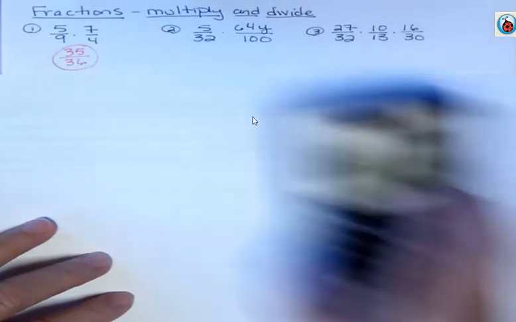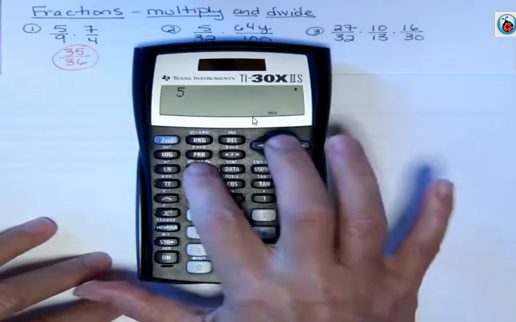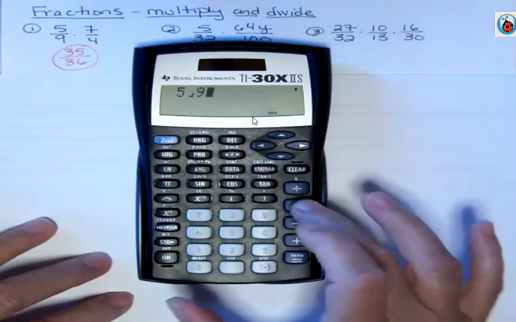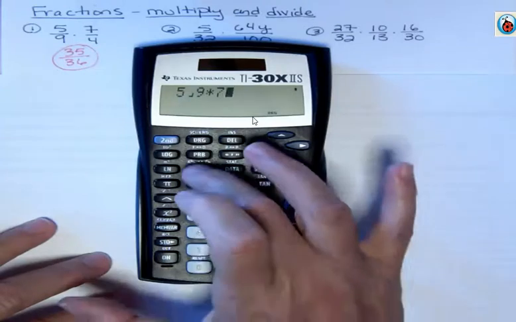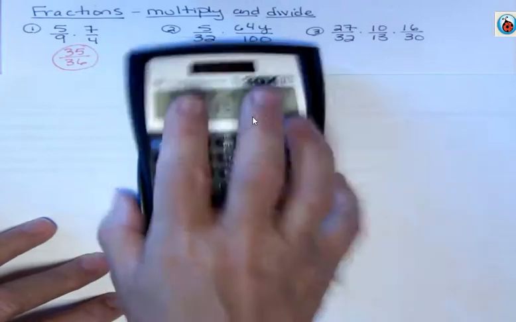Take a look at your calculator. If you do 5 fraction 9 times 7 fraction 4, and hit enter, you can get 35/36 on your calculator and check your work that way.